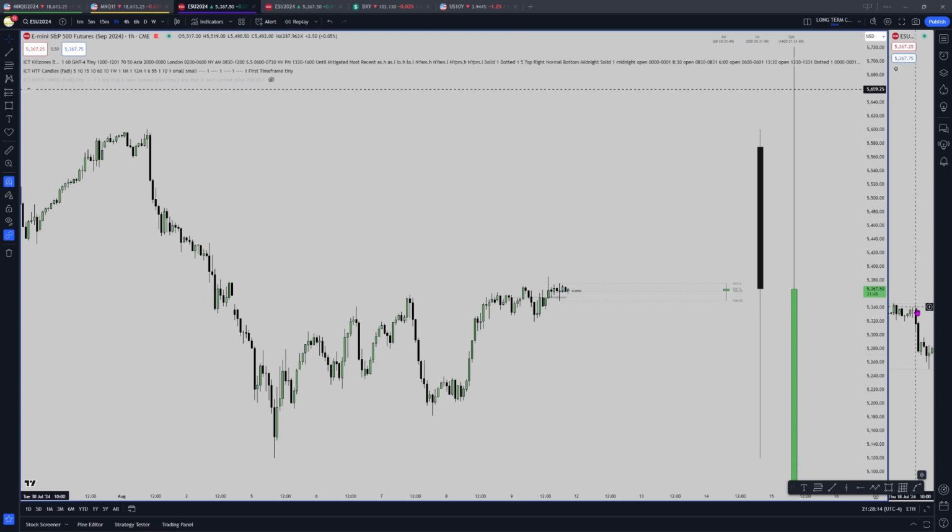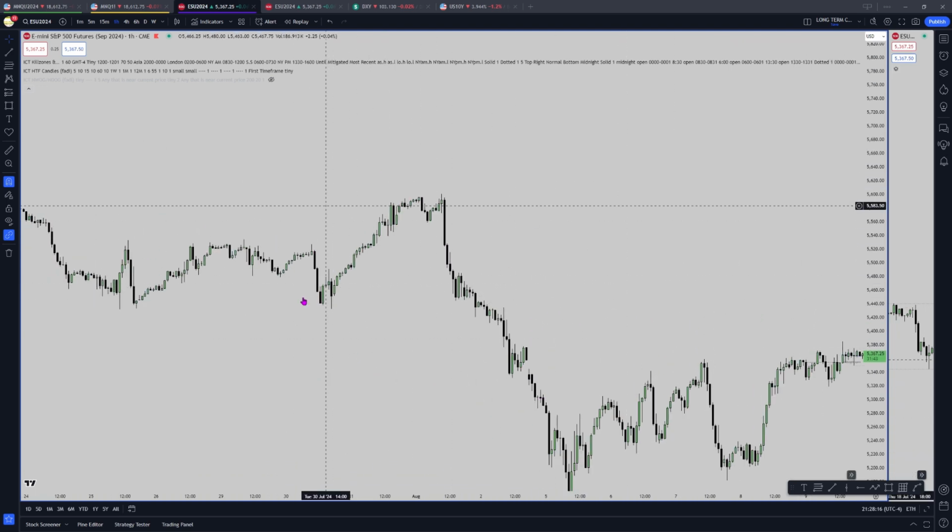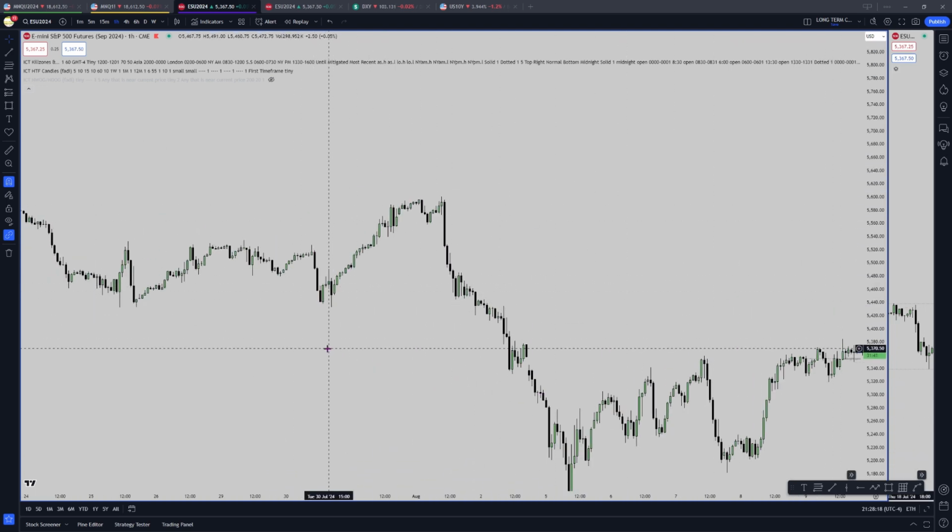You can use any time frame. I'm just using the 15 because it's a bit easier to identify the structure. But I personally like to use the 5-minute chart.